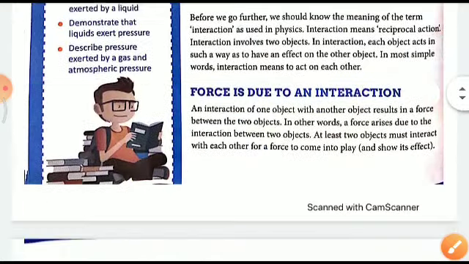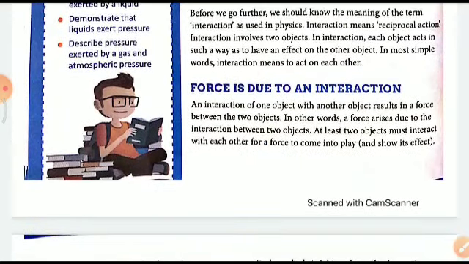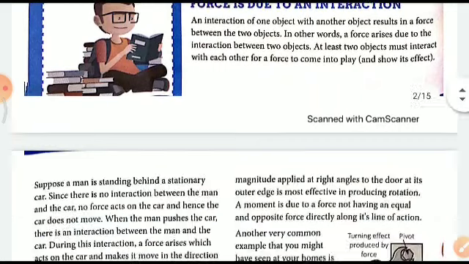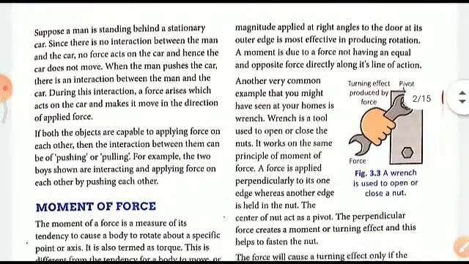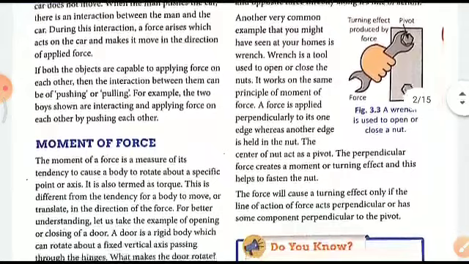Right? So force is always due to an interaction. Interaction of one object with another object results in a force between the two objects. In other words, a force arises due to the interaction between two objects. Right? At least two objects must interact with each other for a force to come into play. Right? And these are a few examples. Right? Next we move to moment of force.